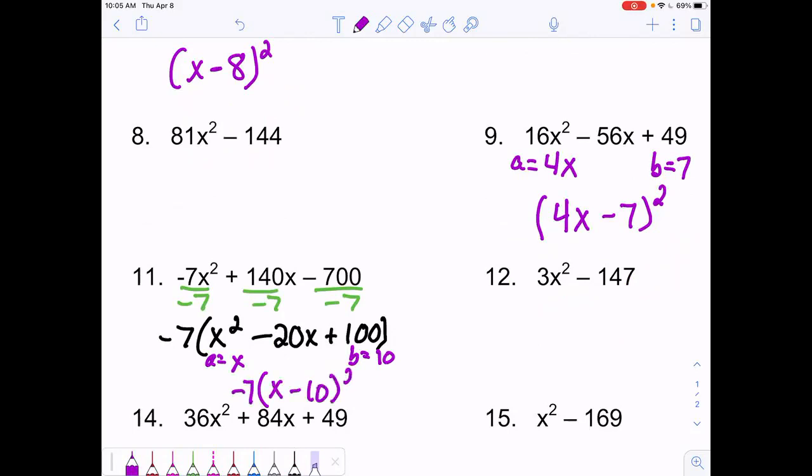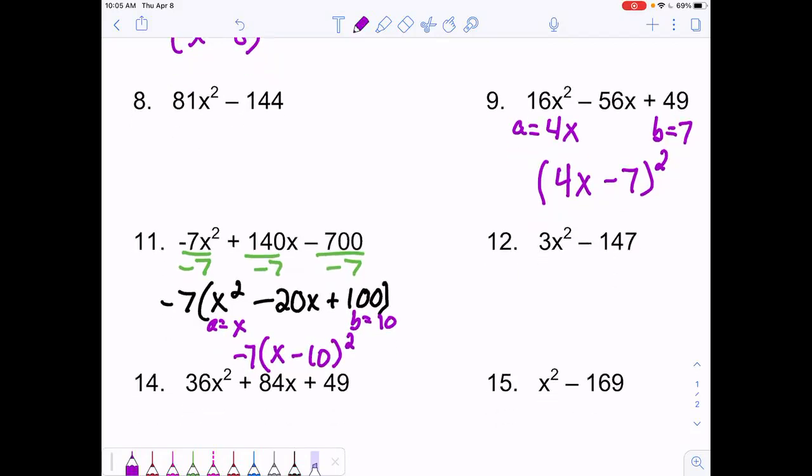Good. Negative 7, so you brought your GCF down. And then you're left with the x minus 10 quantity squared. This is your final answer. So that was the hardest one I think we looked at so far, and you did a stellar job. Stellar.